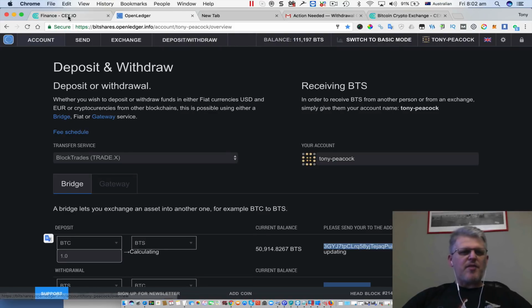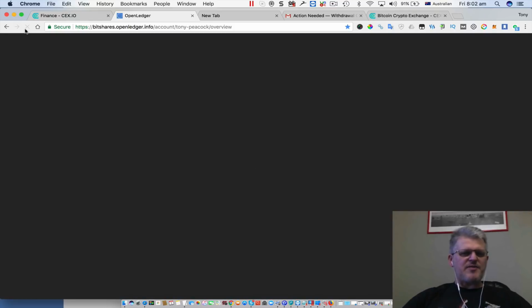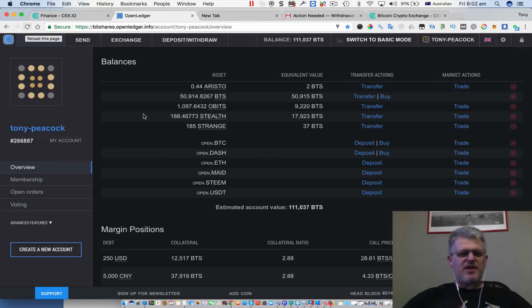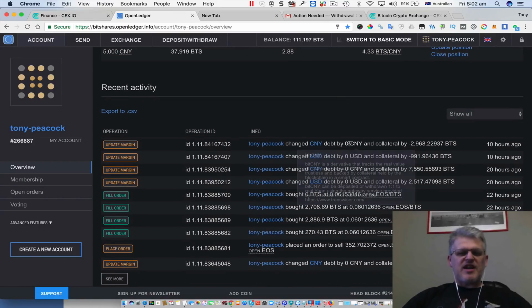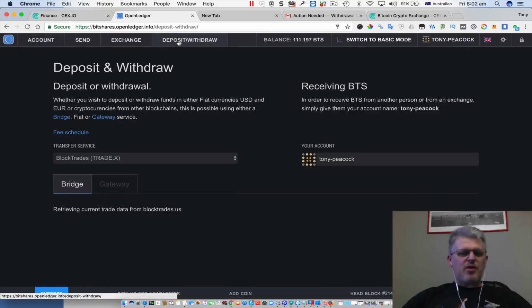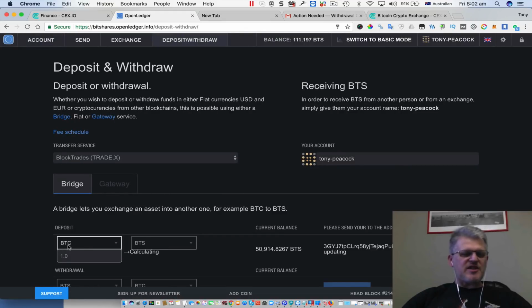because obviously I'm buying on an exchange and on a different exchange, kind of like a money transmitter basically. I'm buying from a money transmitter and I'm converting Bitcoin into BitShares. So when it arrives, I'll get a little message down here to say that I just bought X amount of BitShares via block trades. And that's what this is doing. Block trades is actually taking the Bitcoin and converting it to BitShares for me. Okay?